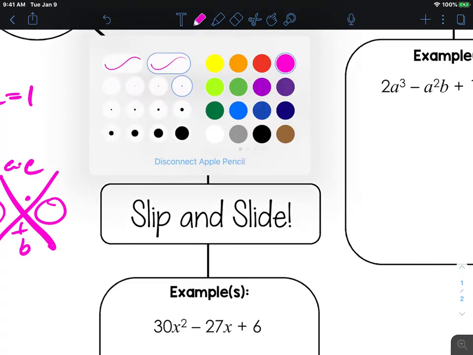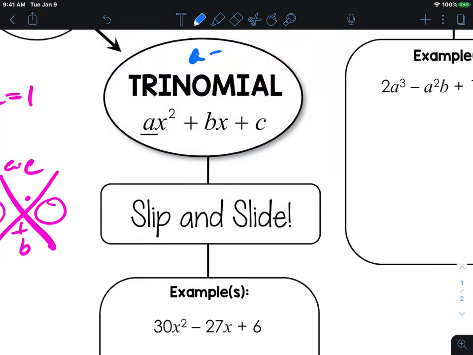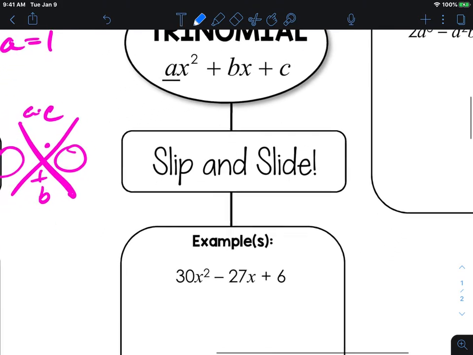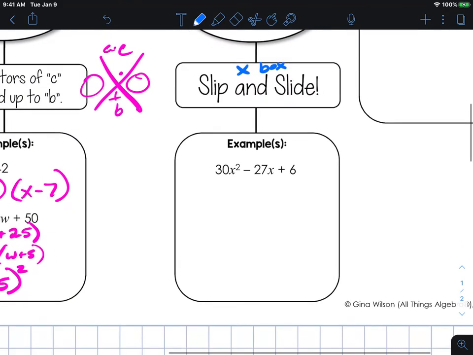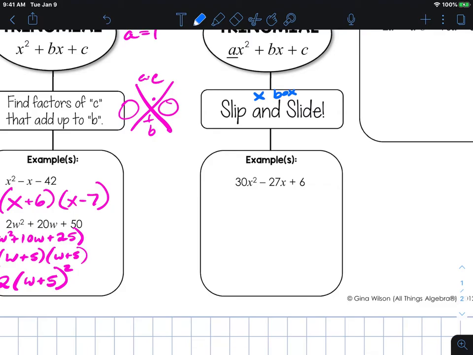So if we have 3 terms and a is not equal to 1, we follow our slip and slide or our X box method. All right. And so let's do the X box method right here.